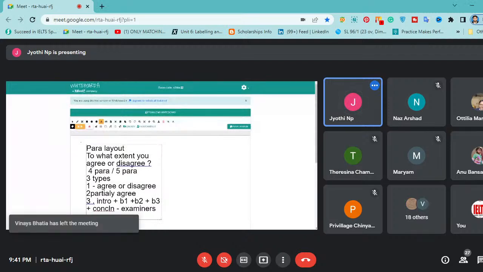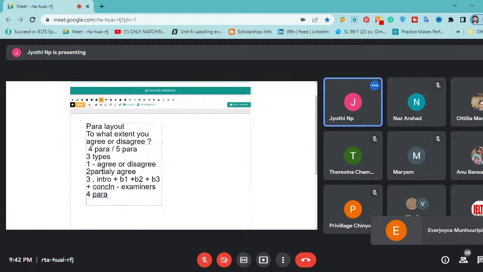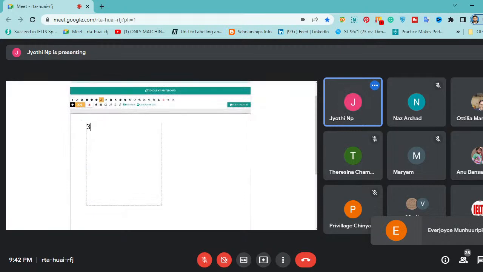Right? So when it comes to the paragraph layout, basically we need to write 250 words. Say for example you're writing a 4-paragraph essay: for the introduction you're going to have 3 sentences, then body 1 will be 7 sentences, body 2 will be 7 sentences, and the conclusion will be 3 sentences.